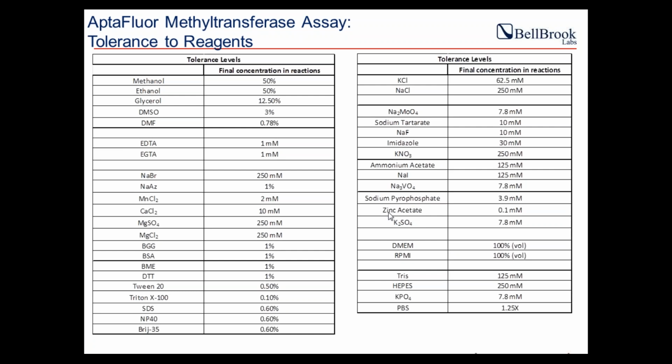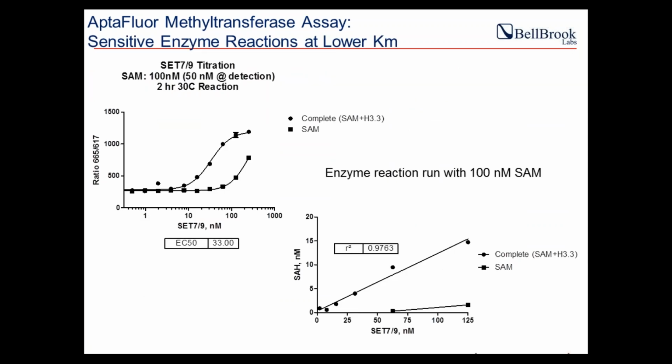Zinc was another reagent that was not tolerated at all, and I just show zinc acetate, but we were curious about it, so we tried zinc chloride and zinc sulfate, and whenever zinc was involved, there were some problems. So thankfully, though, most of the methyltransferases do not require zinc. So this should not impose a problem to any of our customers because zinc is not used in the buffers for methyltransferases. So next, here, this is just an example of running it at a really low Km.